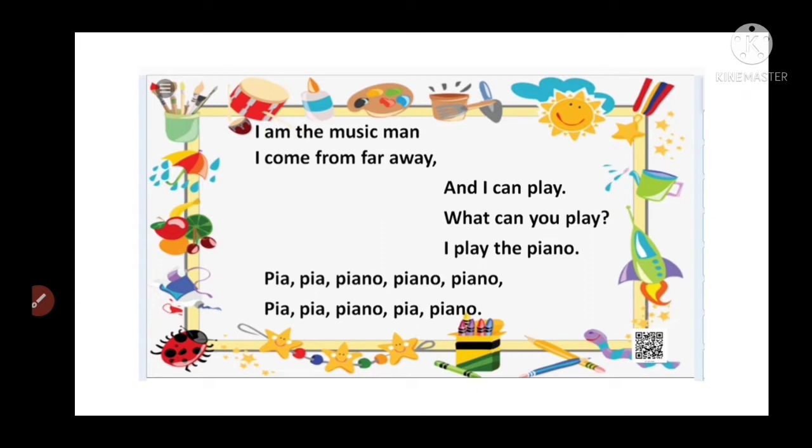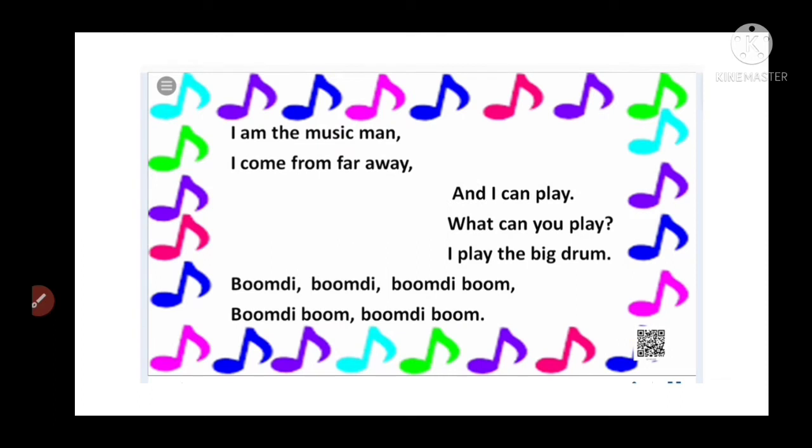I am the music man. I come from far away and I can play. What can you play? I play the piano. Pia, pia, piano. Piano, piano. I am the music man. I come from far away and I can play. What can you play? I play the big drum. Boomri boomri boomri boom. Boomri boom boomri boom. I am the music man. I come from far away and I can play. I am the music man.